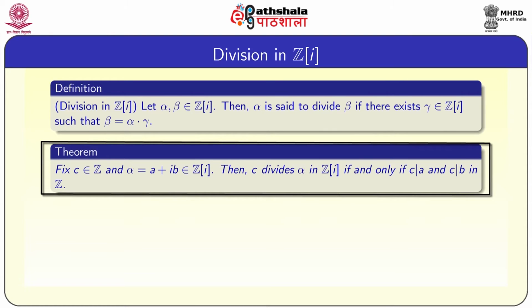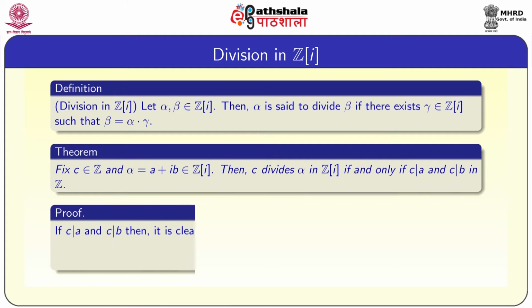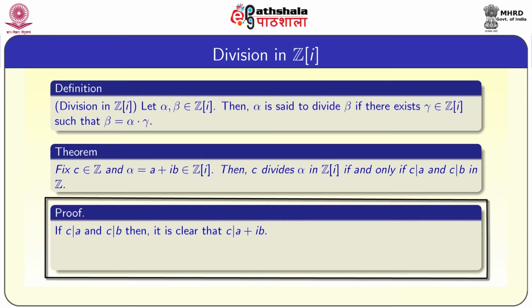So, one of the important results in the division of integers is this: fix c belongs to Z and alpha equal to a plus ib belongs to Z[i]. Then c divides alpha in Z[i] if and only if c divides a and c divides b in Z. That is, an integer is going to divide a Gaussian integer if and only if it divides both the parts, the real part and the imaginary part, which are also integers. That is why we are looking at c divides a as well as c divides b in Z.